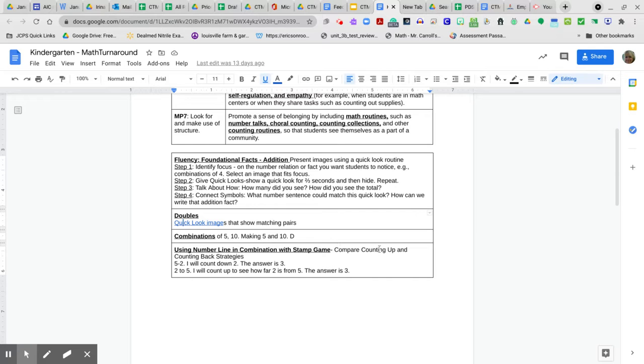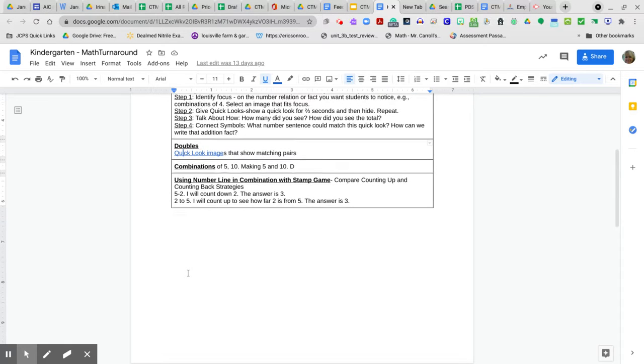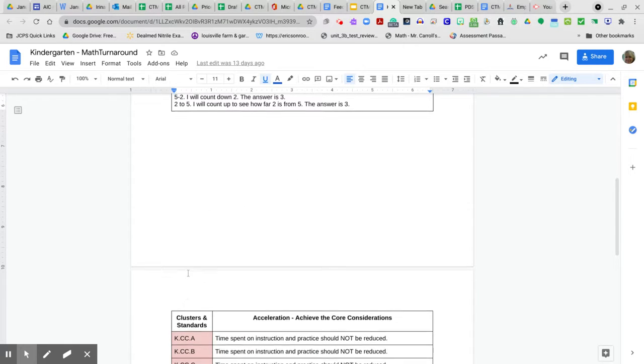You also want to use that number line in combination with that stamp game. So compare counting up and counting back strategies. If you ask students what's 5 minus 2, they say I'm going to count down 2. So the answer is kind of change up the language that you're going to use. Or 2 to 5, I will count up to see how far 2 is from 5. You're just kind of working with students on that component.